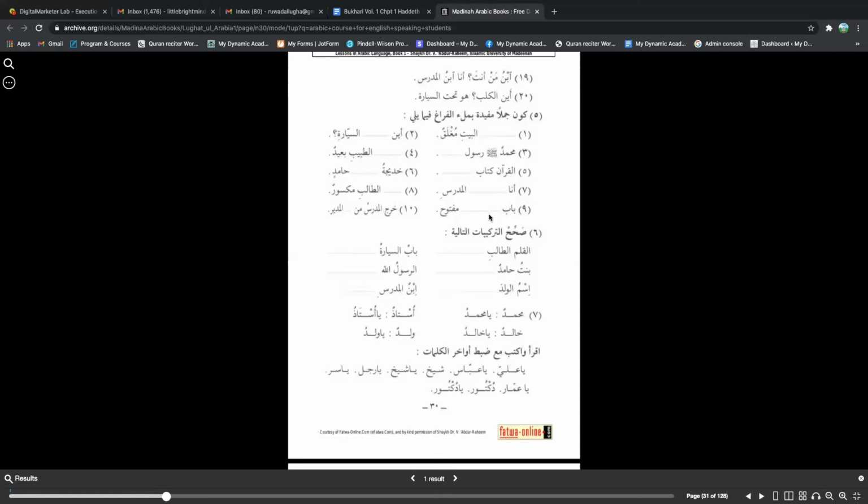Okay, bab such and such maftuhan. That could be anything as long as it's a masculine word, because maftuh is masculine. If it had a ta marbuta at the end, maftuhatun, then we would have to use a feminine word to agree with the gender. But since maftuh is masculine, we could say babun baiti maftuhan, babun masjidi maftuhan, right? Bab al-dukani, the store, maftuhan.